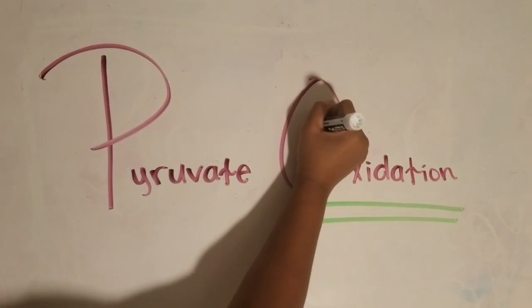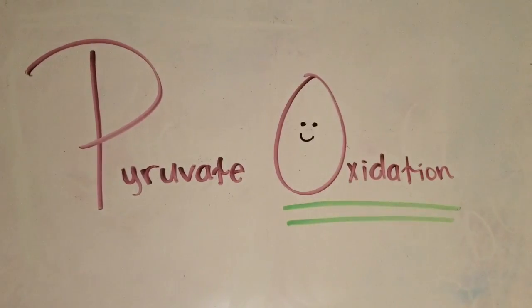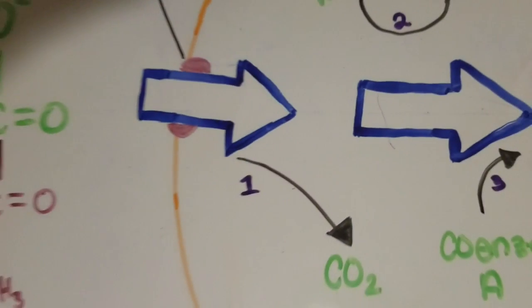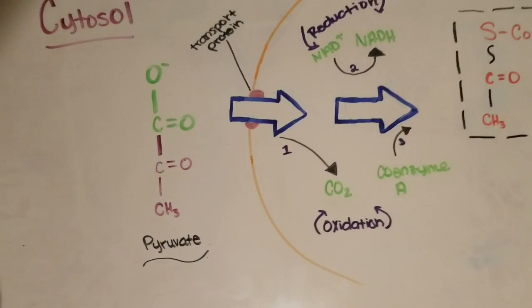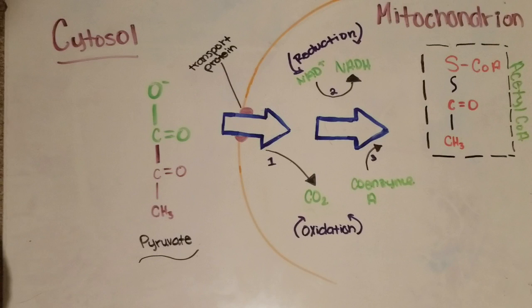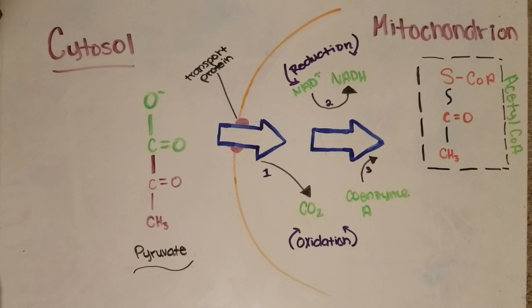Pyruvate oxidation links glycolysis to the rest of cellular respiration. It's an aerobic process because it needs oxygen. Pyruvate oxidation is how pyruvate from glycolysis is made into acetylcholine, so it can enter the Krebs cycle. The pyruvate enters the mitochondrion to get to the mitochondrial matrix.